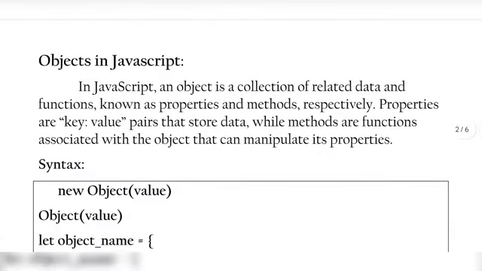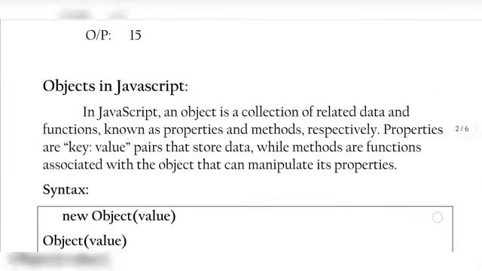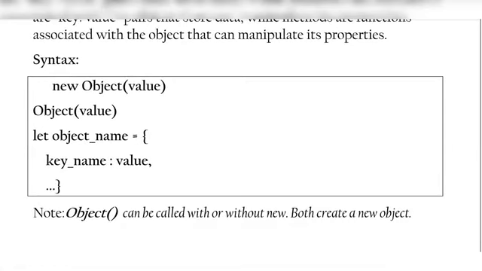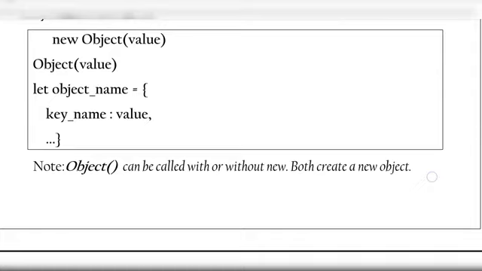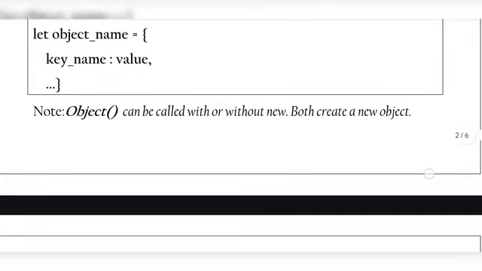The next topic, objects in JavaScript. In JavaScript, an object is a collection of related data and functions known as properties and methods respectively. Properties are key value pairs that store data, while methods are functions associated with the object that can manipulate its properties. The syntax for objects in JavaScript: let object name is equal to open bracket, key name colon value, then close. Note: Object can be called with or without new. Both create a new object.